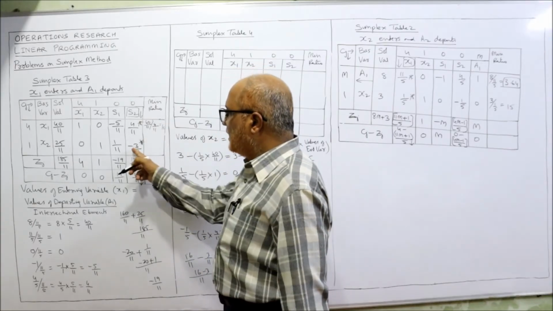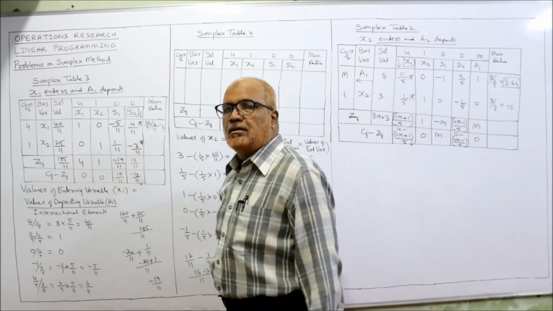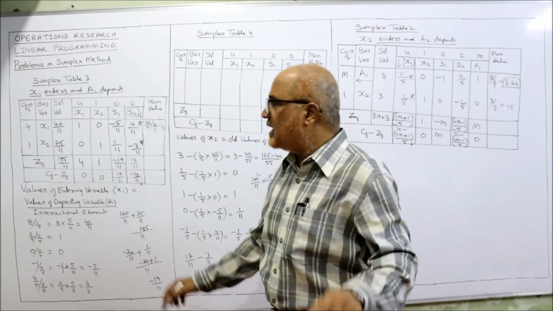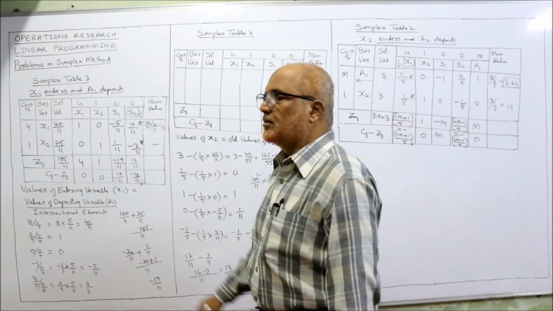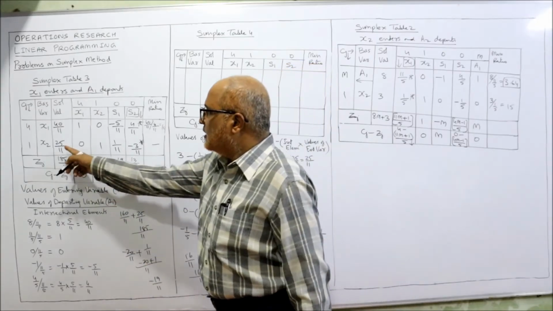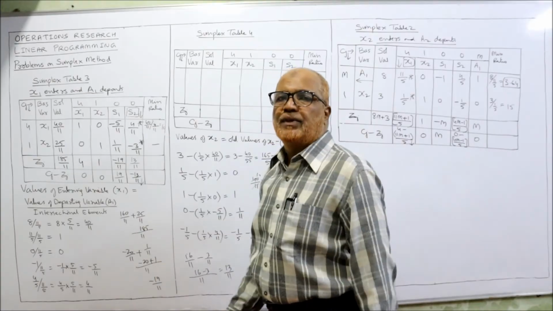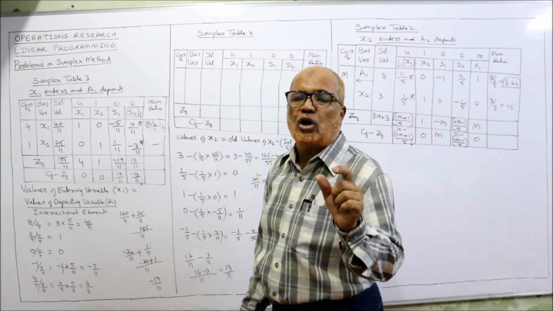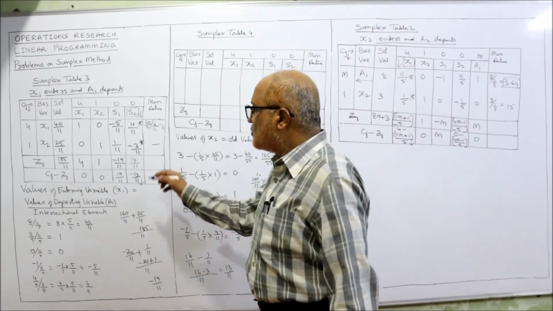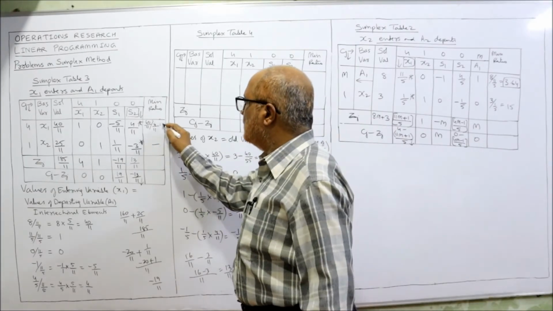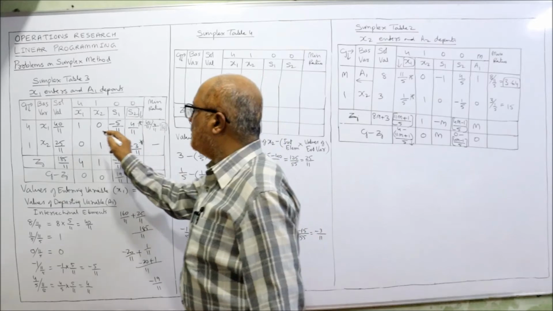Right? Here we do not divide by the negative, because the minimum ratio should be positive. If it is negative, no need to calculate, because the solution value 25 by 11 divided by minus 3 by 11, the denominator should not be minus. So that's why we should not calculate that minimum ratio. So only one minimum ratio, 10. So this will be the departing variable.